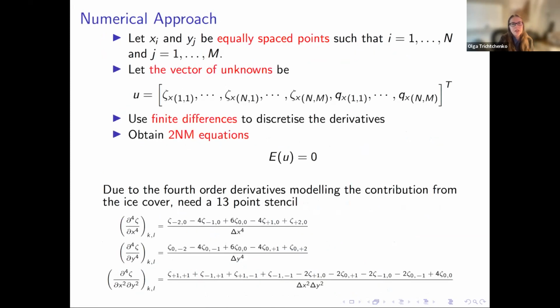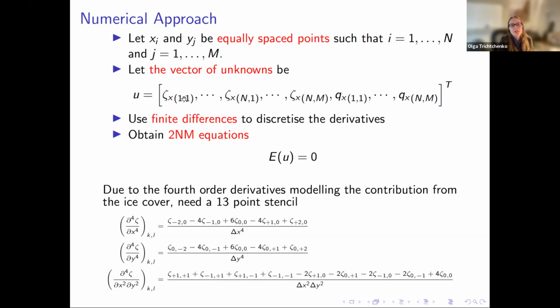All right, so what we're going to do is introduce equally spaced points. So they have n points in X and m points in Y. And there's different ways to introduce what your unknowns are. In this case, we've chosen to have the unknowns be the X derivatives of the surface, the variable surface, as well as the x derivatives of the velocity potential. You can have unknowns as the y derivatives, or you can have them just be the variable surface and the velocity potential.